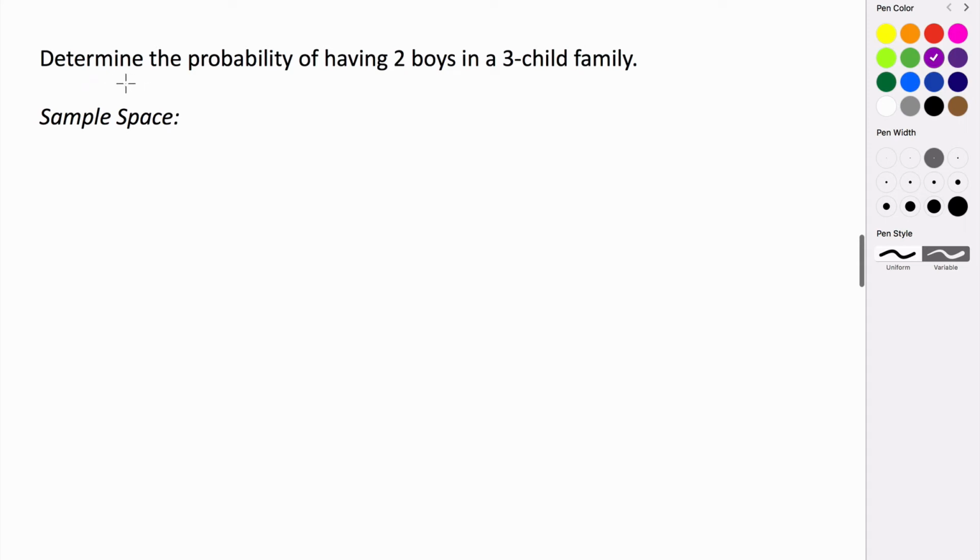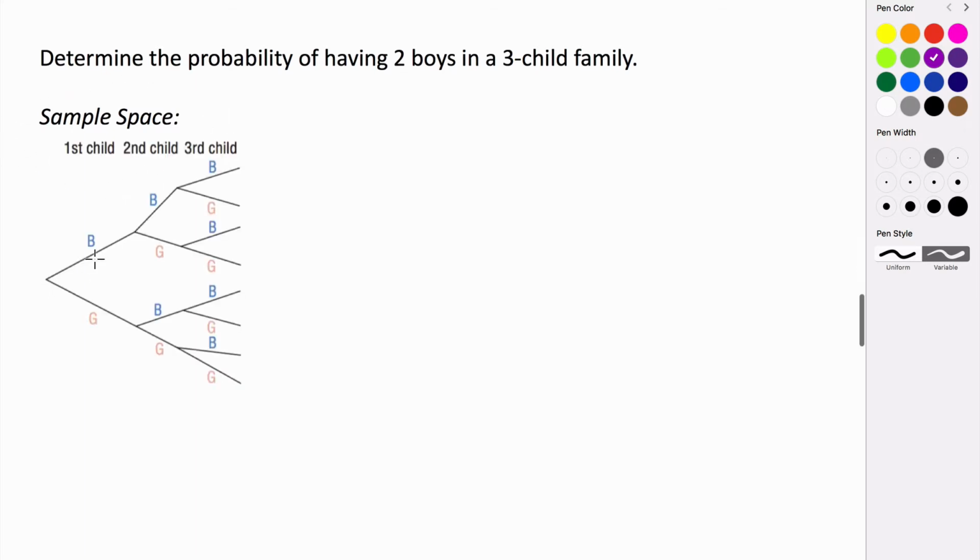In this example, we're going to determine the probability of having 2 boys in a 3-child family by using a tree diagram. So if you think about the first outcome, the first possibility of having a 3-child family, we can either have a boy or a girl. And that's actually going to be true for every single time that you have a child. So when you make the tree diagram, the sample space looks something like this.